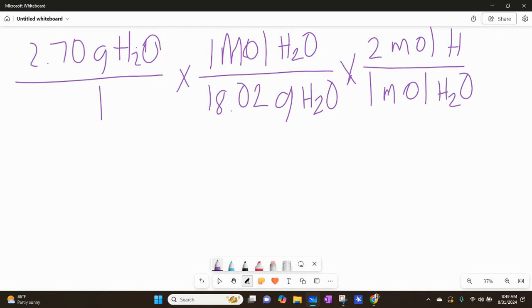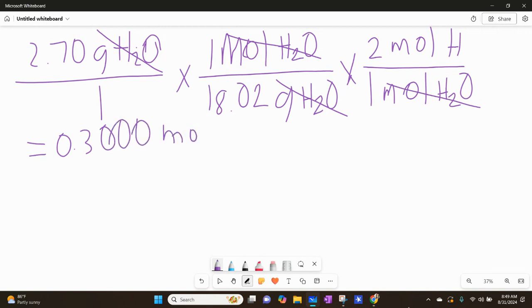So let's start eliminating. We can get rid of our grams of water, and we can get rid of our moles of water. So we're left with moles of hydrogen. So when we multiply 2.70 times 2 and divide that by 18.02, we are going to get 0.3000 moles of hydrogen.